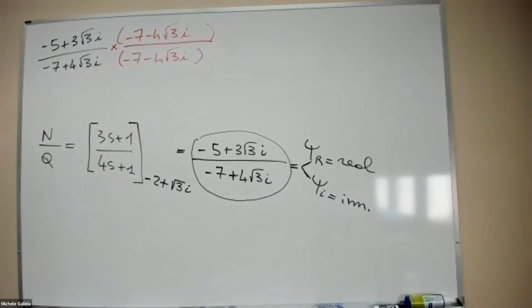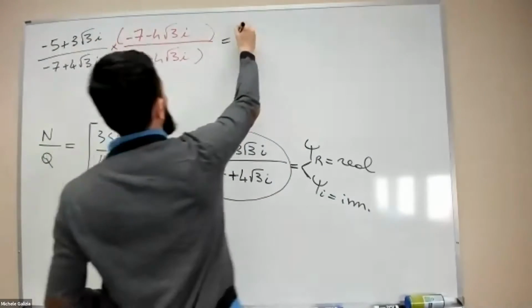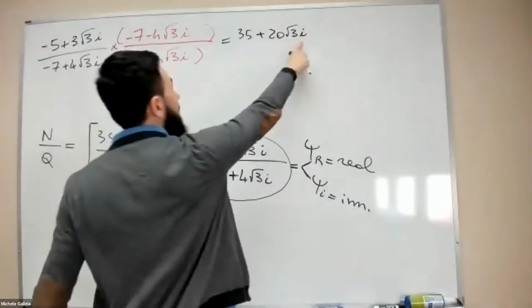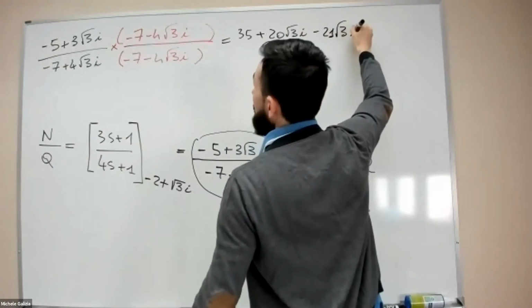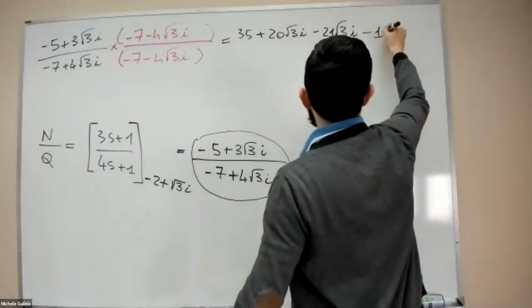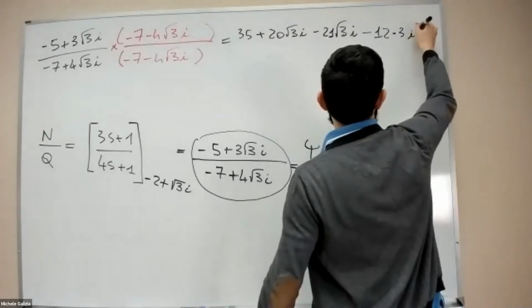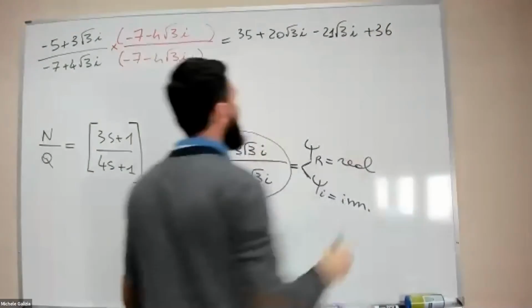Simply, let's multiply numerator and denominator by the same quantity, and let's see what we get. We get 35 plus 20 square root of 3i minus 21 square root of 3i minus 12 times 3 times i squared. So who is i squared? -1. And so 36 plus 36.